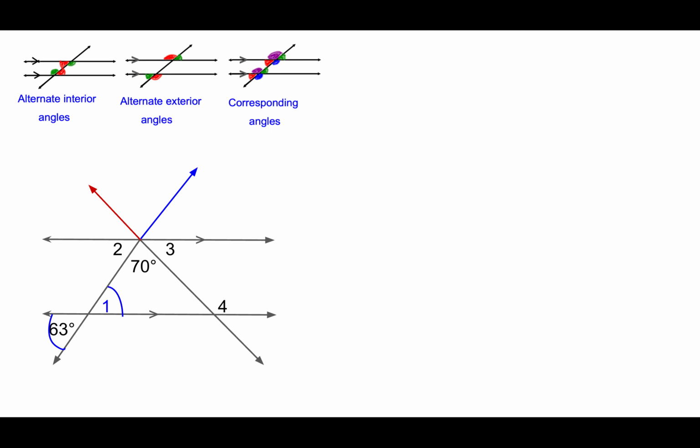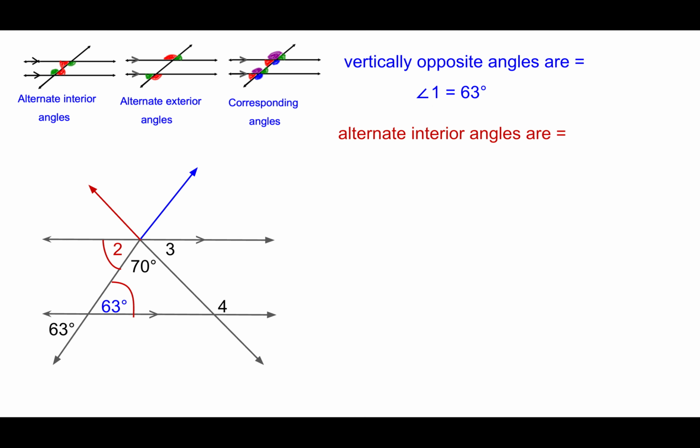Well, I know that angle 1 is equivalent to angle 63. Because angle 63 degrees, it looks like these two are vertical angles, and vertically opposite angles are equal. So angle 1 must equal 63 degrees. Now let's look at angle 2. Angle 2 and 63 degrees are also equal. And they're equal because alternate interior angles are equal. You can see here's your parallel lines and here's your transversal. So angle 2 is 63 degrees.